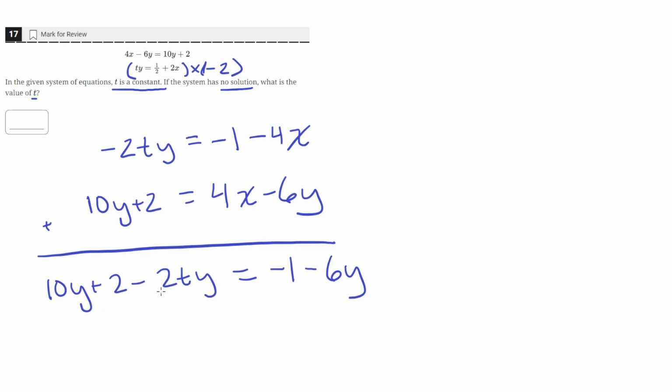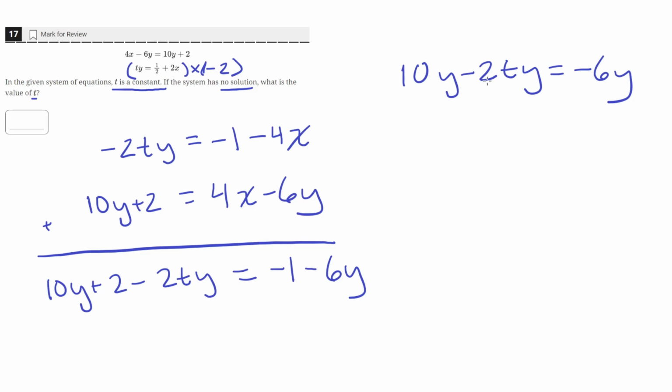So we can cancel out these y terms by setting t to some value such that 10y minus 2ty equals -6y. Because if this equaled -6y, then we would just cancel out the two -6y's, and we'd be left with an equation that says 2 equals -1, which is false, and that means the system has no solution.